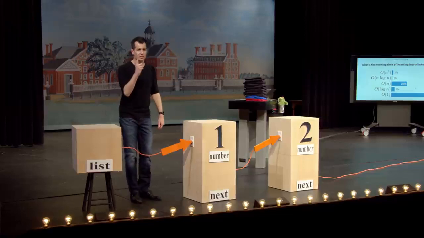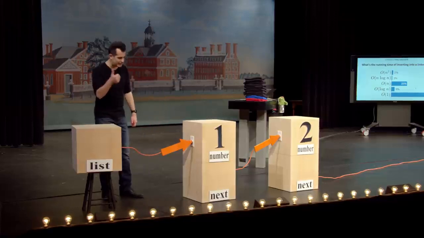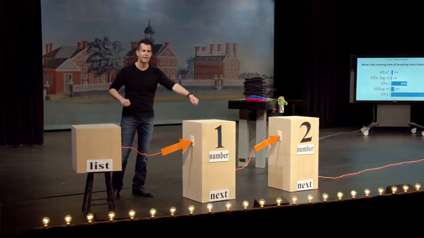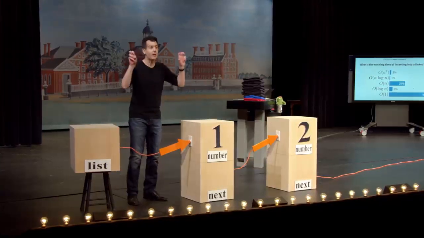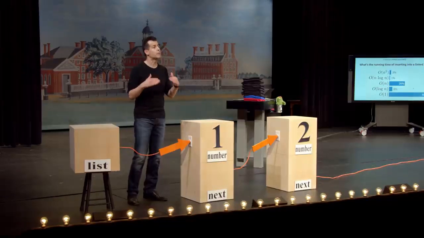Now, it's not going to take a single step, because as I verbalized it, there's the malloc step. I have to unplug this. I have to plug it back in. So it's like 3 or 4 steps total. But 4 steps is also constant. That's big O of 1, because it's a fixed number of steps.